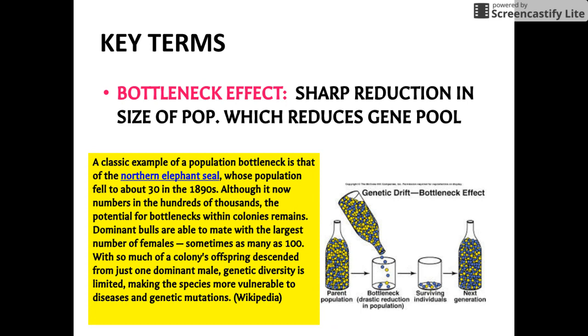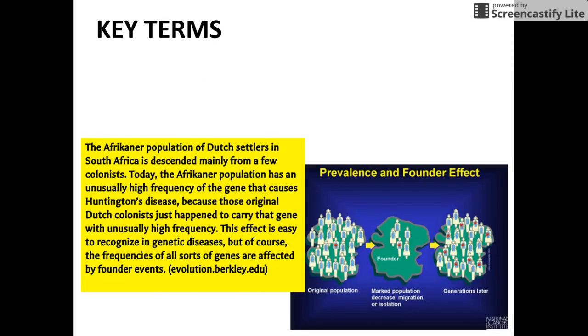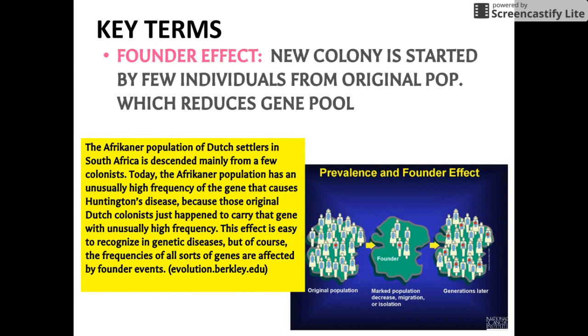I would recommend that you pause right here and read the example about the northern elephant seal. I'm going to go ahead and move on. The second situation is called the founder effect. This is when genetic drift occurs after a small number of individuals colonize a new area, starting a new population. Again, I would suggest that you pause and read about the Dutch settlement and the high frequency of Huntington's disease.